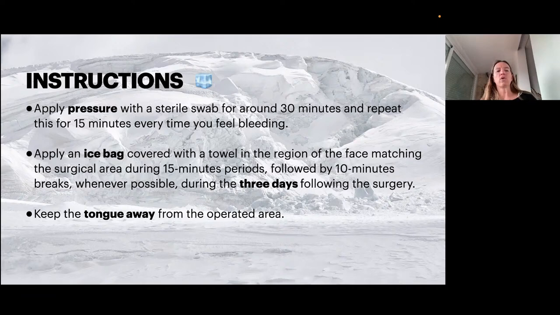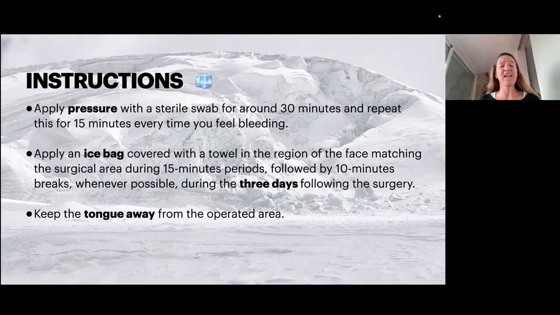Okay, so we are going to ask our patients in terms of instructions to apply pressure with sterile swab for around 30 minutes and repeat this for 15 minutes every time they feel some bleeding. They will apply an ice pack covered with a towel in the region of the face, matching the surgical area during a 15-minute period, and then rest 10-minute breaks, whenever possible during the 3 days after the surgery. So usually it is the first 48 hours that they have a tendency to swell more. So this is where it's more important for them to have this ice on their face.